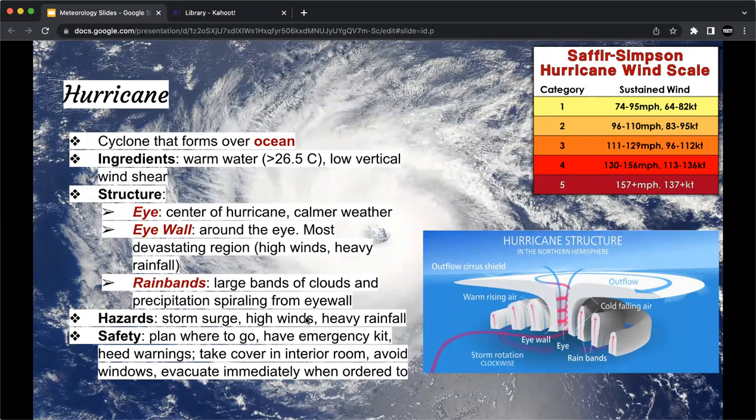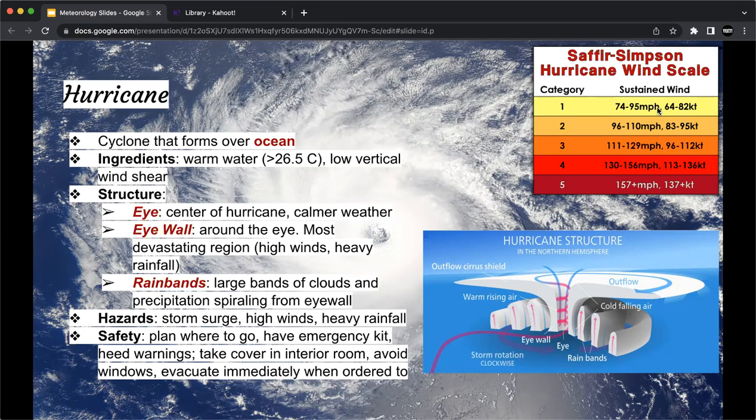So the greatest hazard of a hurricane is storm surge, which is just coastal flooding. Some other hazards are high winds and heavy rainfall. Over here in the top right, you can see the scale for hurricanes. We had a scale for tornadoes, so there's also one for hurricanes. This is called the Saffir-Simpson hurricane scale. And yeah, you can look at those categories. It's quite similar in formatting to the tornado scale.